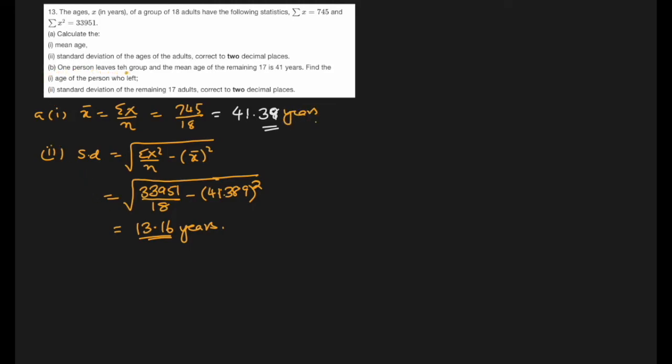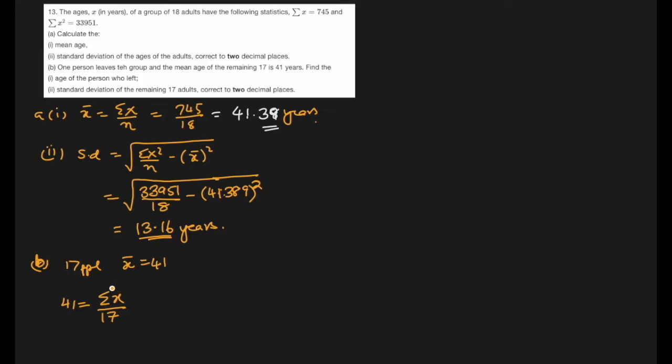B, one person leaves the group and the mean age of the remaining 17 is 41 years. So 17 people now, and their mean age now is 41 years. Find the age of the person who left. So the mean, which is 41, will be equal to the sum of the ages of all the people divided by 17, correct?